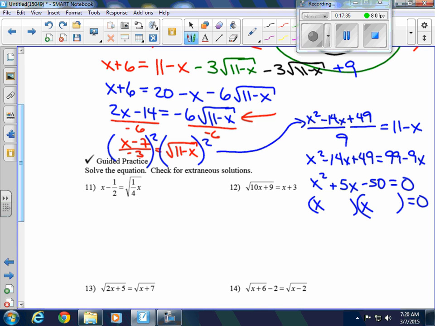So factors of x squared are x and x. Factors of 50 are 1 and 50, 2 and 25, 5 and 10. So it looks like 5 and 10 is going to be the one that works. Sign is negative on the 50. That means we have one of each. So this one has to be positive, this one has to be negative. That's going to give us 10x and negative 5x, which is 5x. So we're good there. So x equals 5 and x equals negative 10.